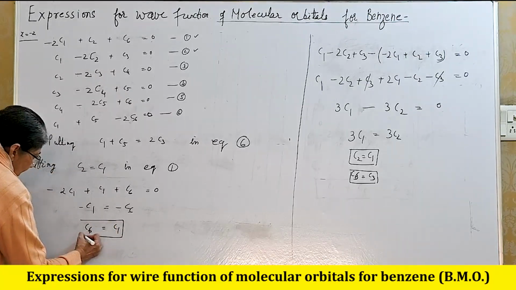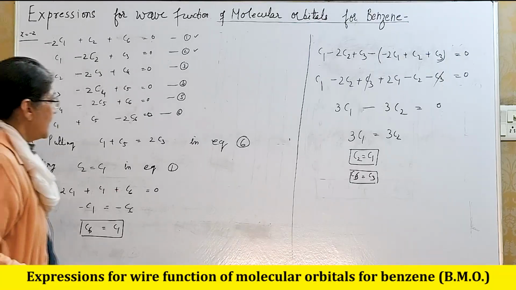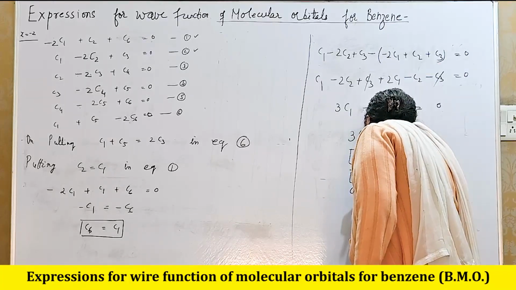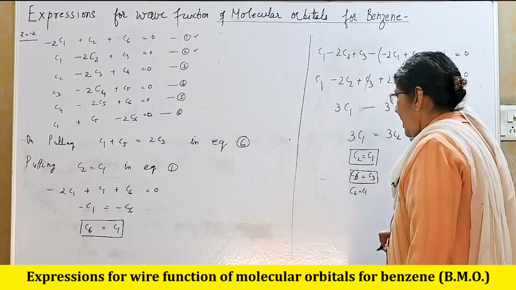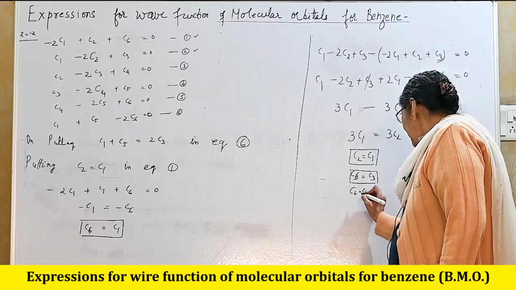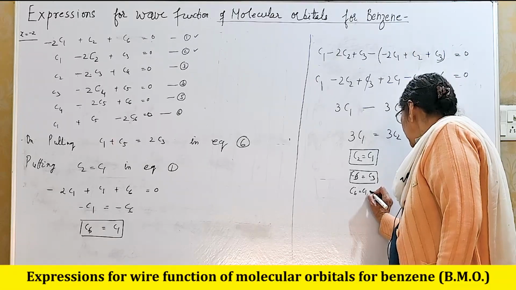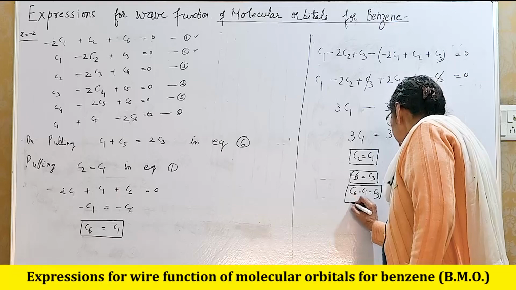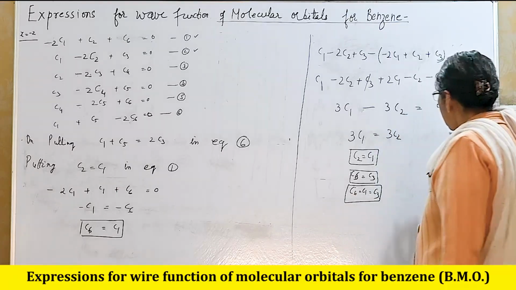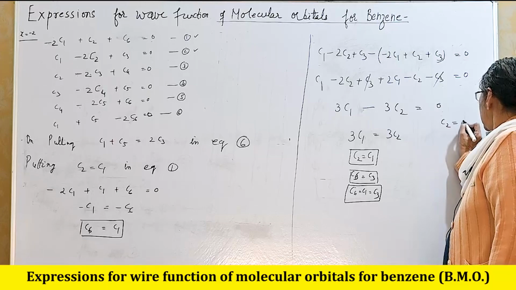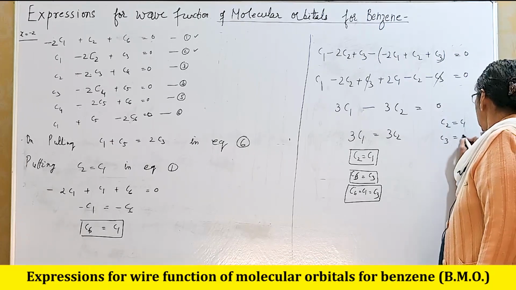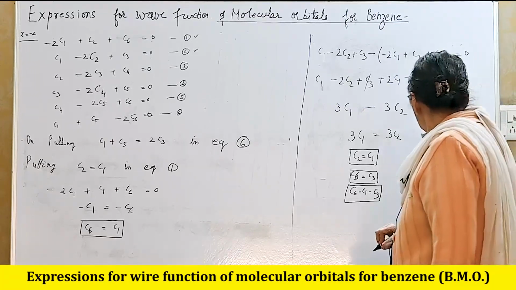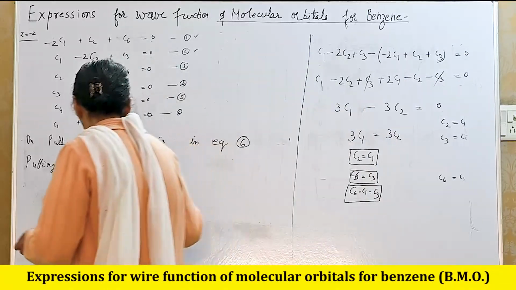This is another relationship which we got, that C6 equals C1, and that C6 equals C3 also, then C1 equals C3 also. So we got that C2 equals C1, C3 equals C1 and C6 equals C1. Now we are left with C4 and C5.